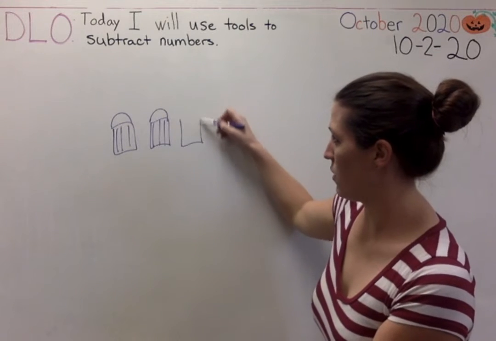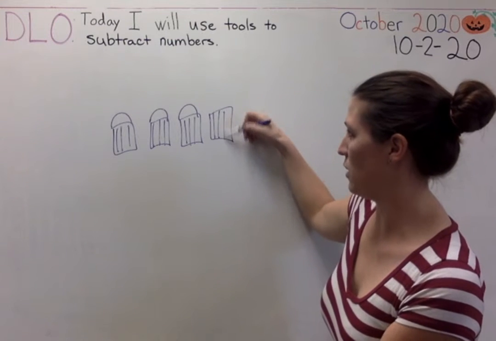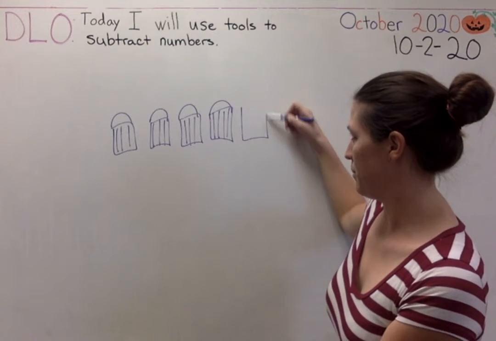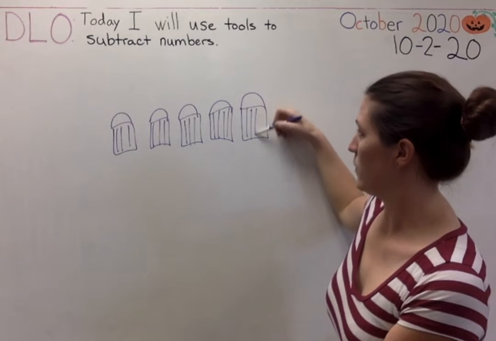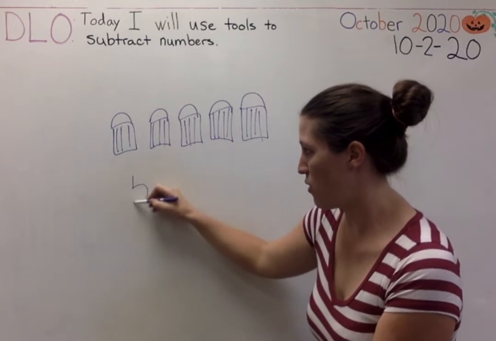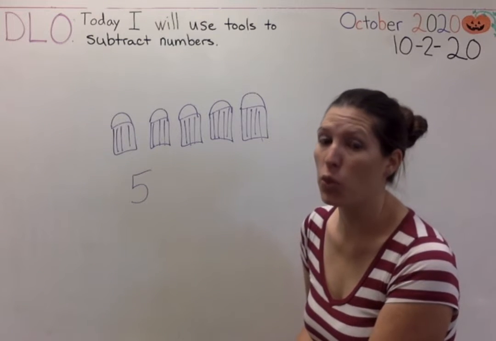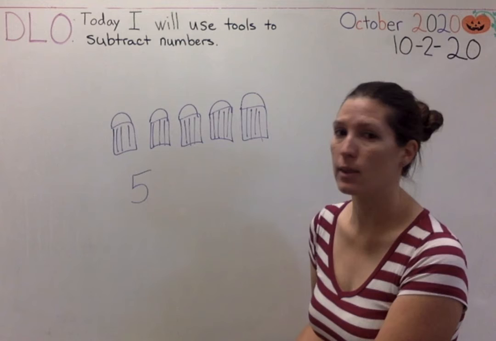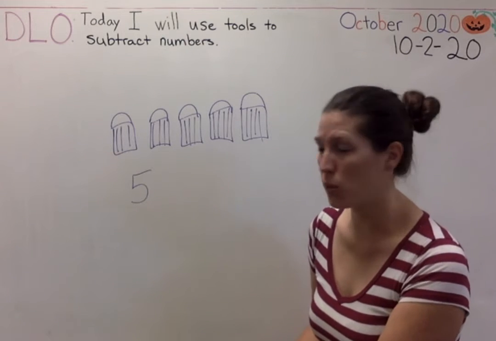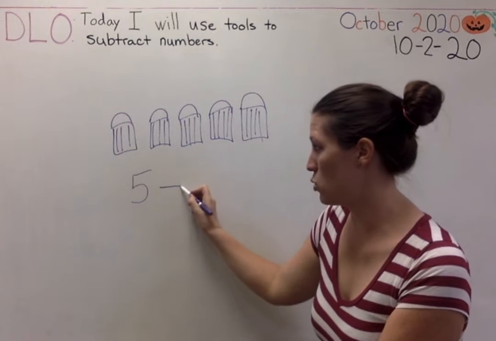Yummy, my favorite kind of cupcakes. I don't even like cupcakes that much, but I like the ones that have filling in the middle. I had 5 cupcakes, so I need to write 5 because that's what the story said. I ate 3 cupcakes. How many did I eat? 3. If I ate them, then they're going away, so I'm going to use subtraction.